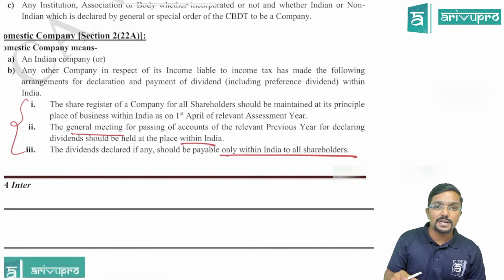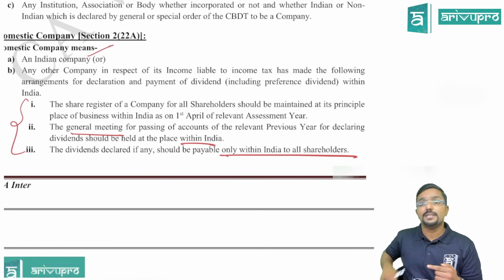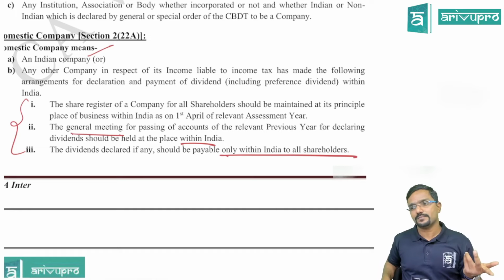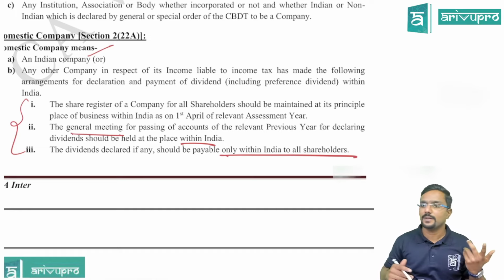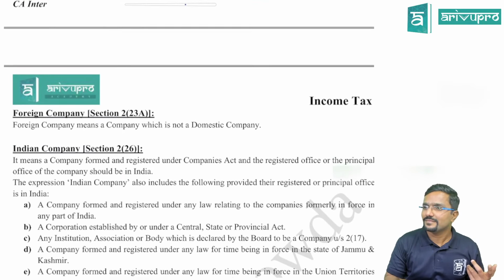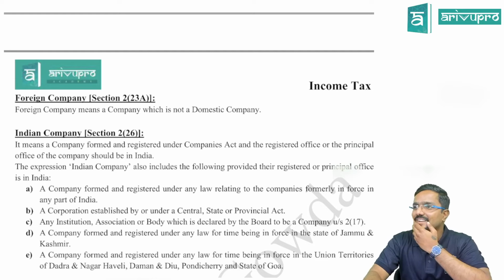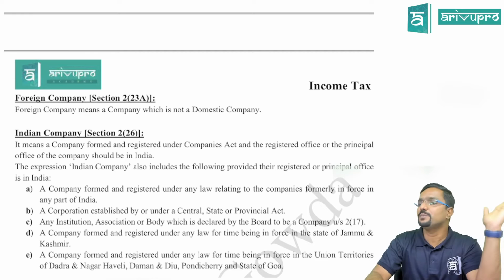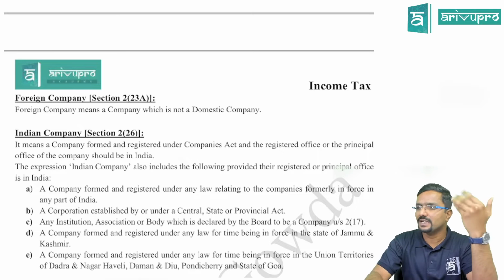But sir, are these conditions applicable for an Indian company? No. The conditions under point B are applicable only for a company which is not an Indian company. For an Indian company, there are no conditions at all. An Indian company will always be a domestic company, irrespective of where they declare dividend and so on.